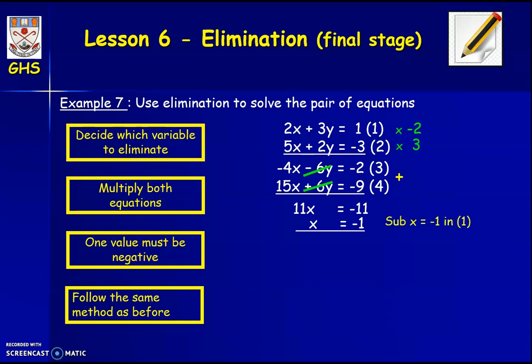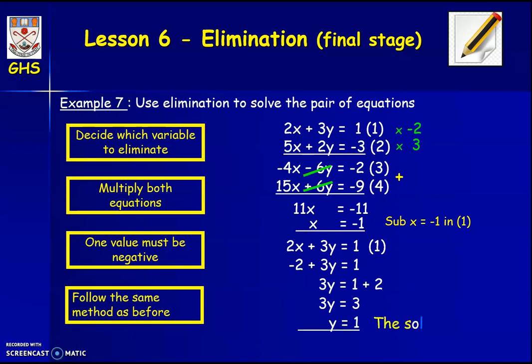Substitute x equals negative 1 into one of the original equations. Again, just choose whichever one looks easiest to you. So equation 1 will become, in this case, minus 2 plus 3y equals 1. We take the minus 2 over and add, so 3y will be equal to 3. So when we divide, y equals 1. And our solution therefore would be negative 1, 1.